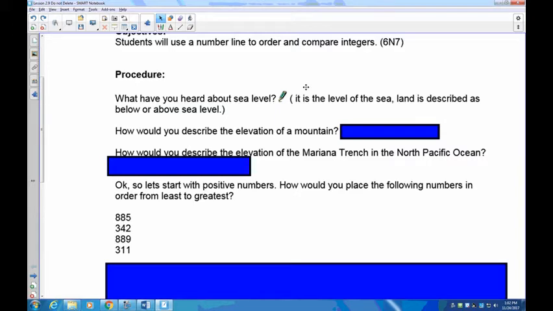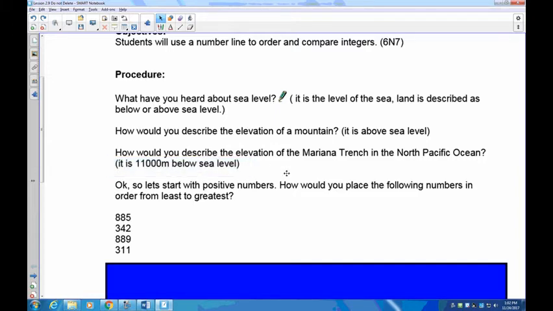Now, how would you describe the elevation of a mountain? Well, the mountain is above sea level, so it's going to be positive. Now, the Mariana Trench in the North Pacific Ocean is one of the deepest parts of the ocean. Because it's underwater, that would be referred to as negative. In fact, it's 11 kilometers deep, to give you an idea how deep it actually is.